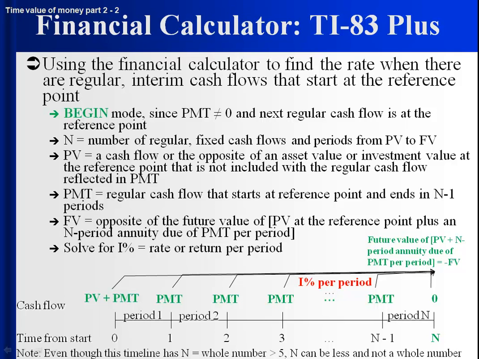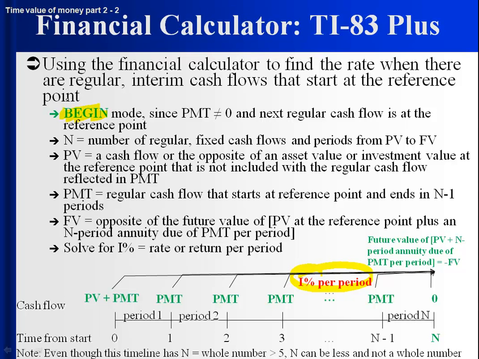So the idea with the calculator is we are going to tell the calculator all the cash flows, and we are going to tell it the future value, and we're going to tell it when we want to hit that future value, which also tells it how many cash flows there are, and it will find the interest rate that makes those things work together. So notice we switch things up a little bit.